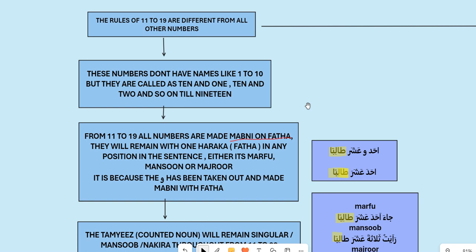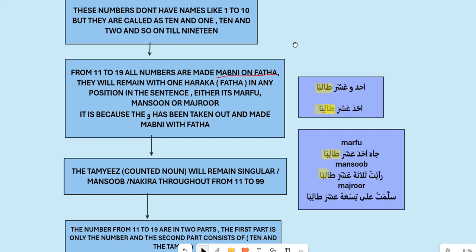As you can see, the structure of the numbers is mabni. They are made mabni on fatha actually. On the last letter of the number names and ashara, you will find fatha fixed. They are made mabni, and they will remain the same throughout in any position in the sentence, either in the marfu or the mansub or the majroor case. And one may ask, why is it so? I have given the example here, but before I go into the example, let me just complete all the rules.